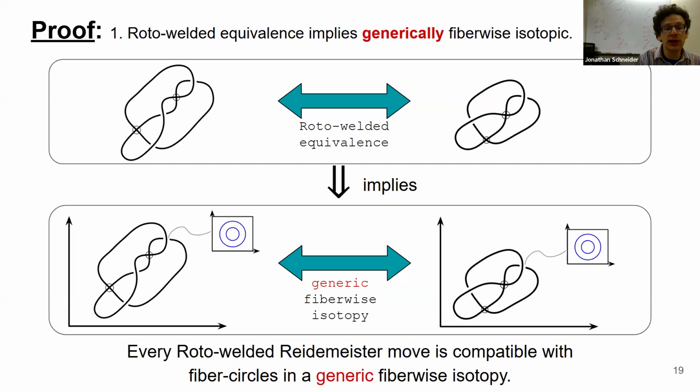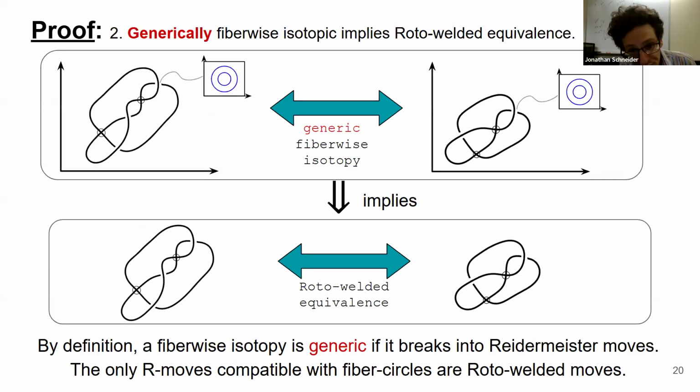So this implication should be clear. Here's the reverse implication, the converse. If you start out with a torus in force space that is moving in a way that casts a shadow that looks like it's moving through Reidemeister moves, well, guess what? That's a roto-welded equivalence. Because as I showed you before, the only possible Reidemeister moves that can be cast in these shadows are exactly the ones that we permitted in this diagrammatic theory. That was the definition of the diagrammatic theory.